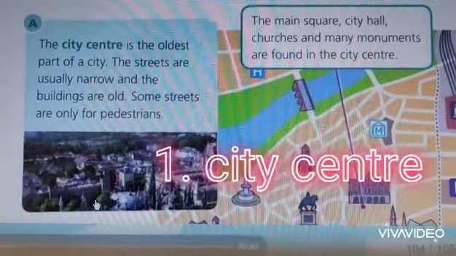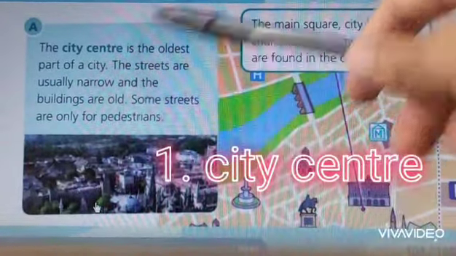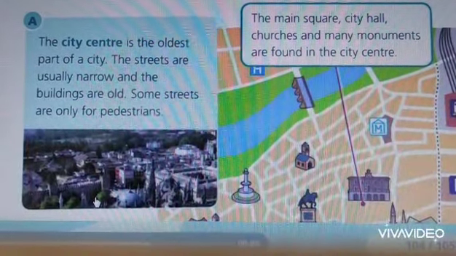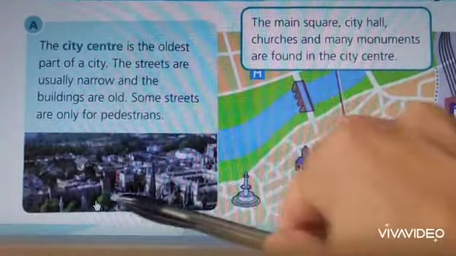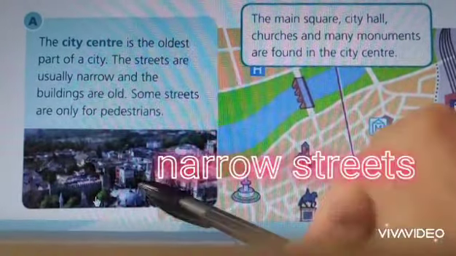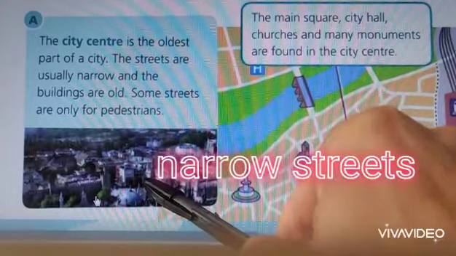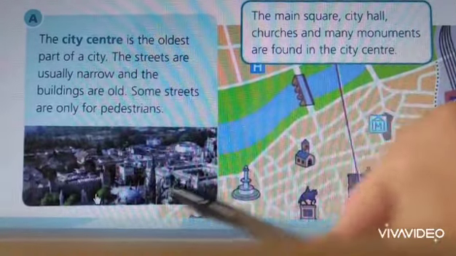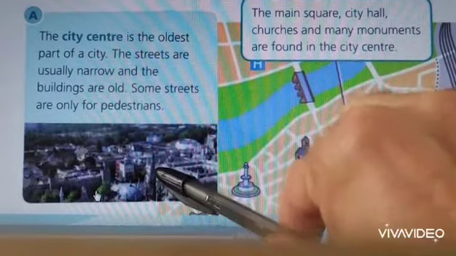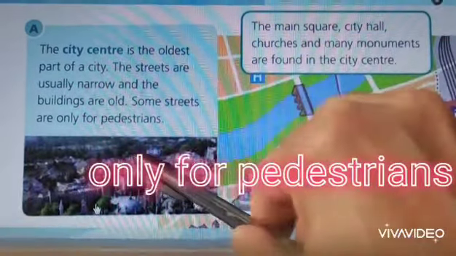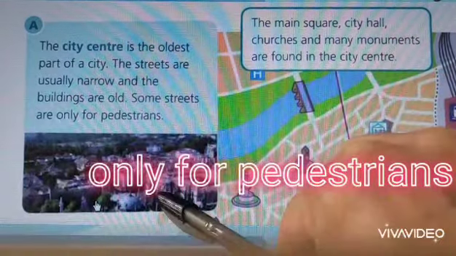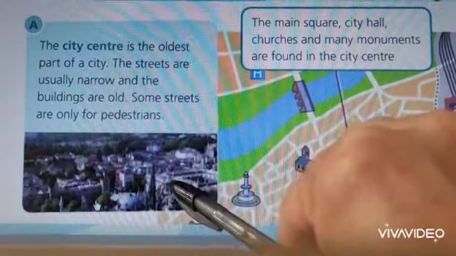First, we can find the city center. The city center usually is the old part of the city. You can see a lot of buildings. The streets are very narrow, so they are not very wide, and you can find very old buildings. Many of the streets that you can find in the city center are pedestrian streets. So this means that only people can walk around there.